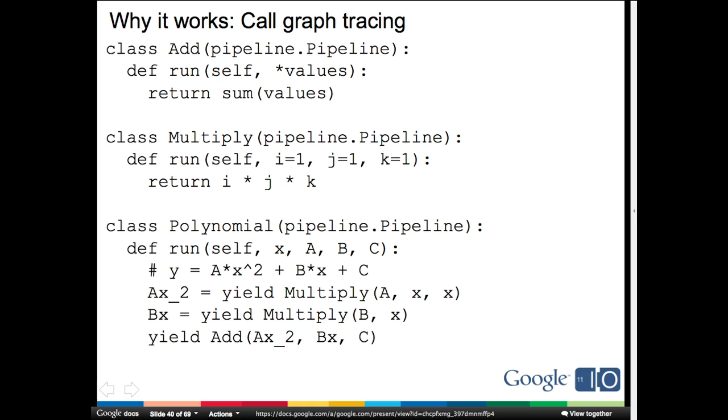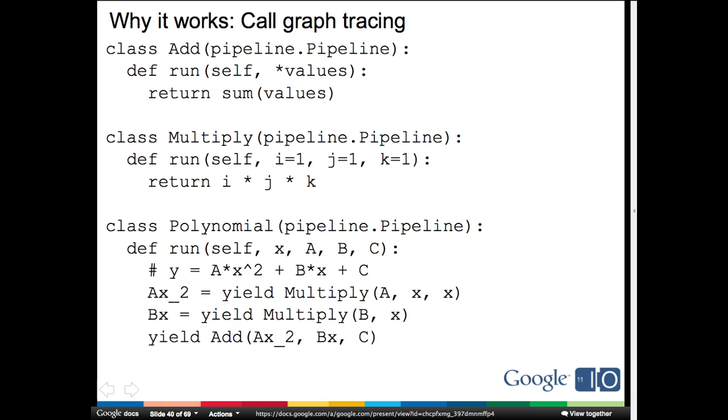This will hopefully clarify everything we've just been talking about. So here's a pipeline. I'm sorry if I'm giving you math flashbacks. Here's a polynomial function. You might remember ax squared plus bx plus c gives you some kind of polynomial of some variety. So I have add, which takes multiple values and sums them. I have multiply, which will multiply multiple values together. This is the same thing from before.